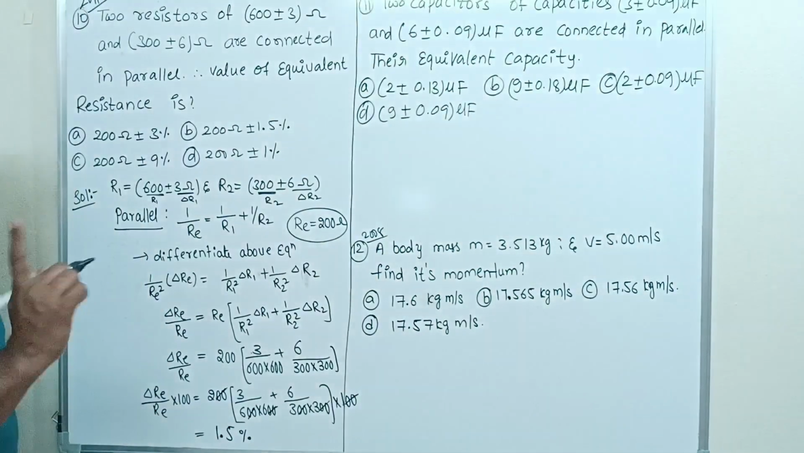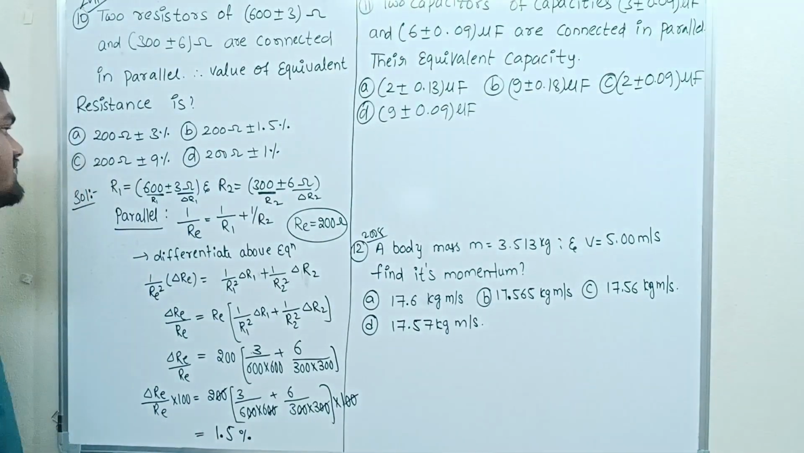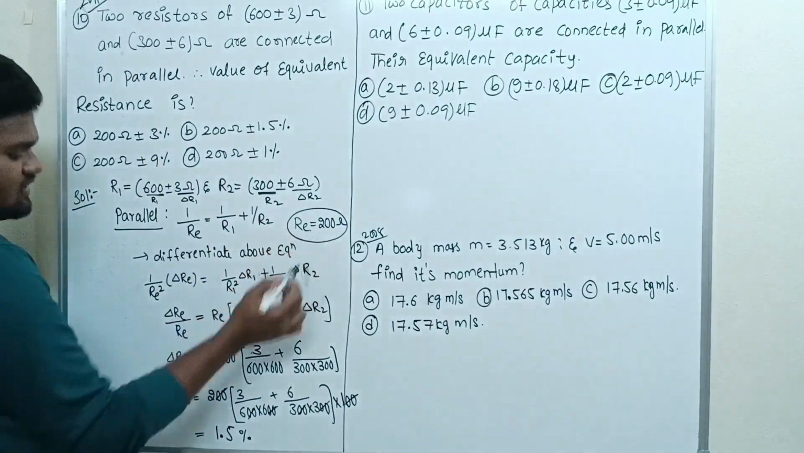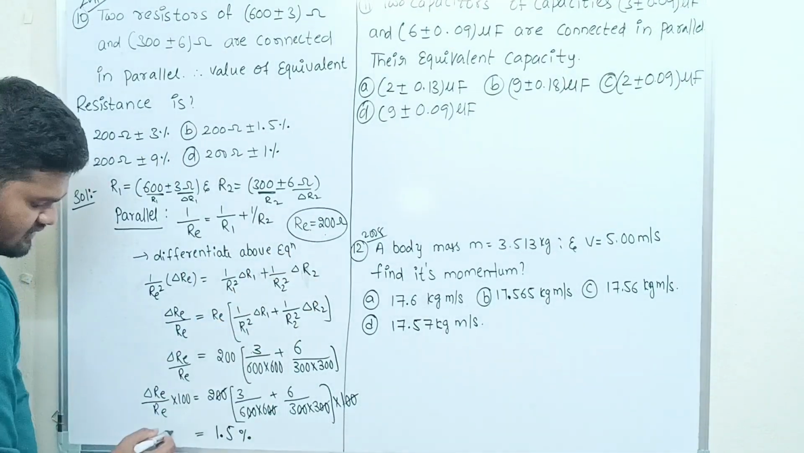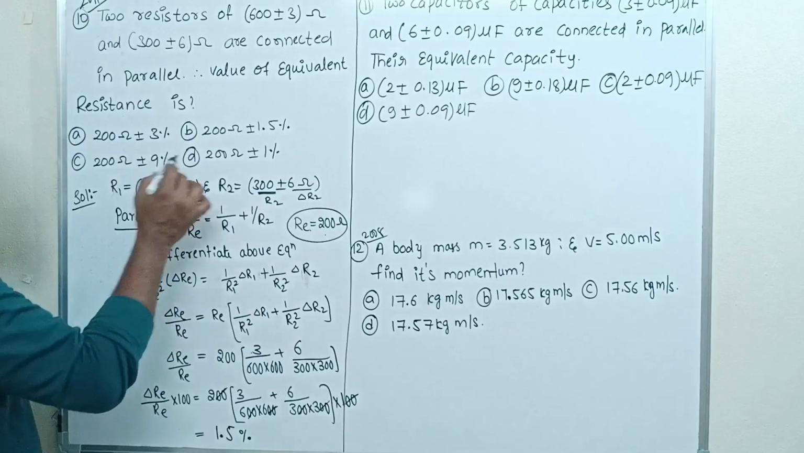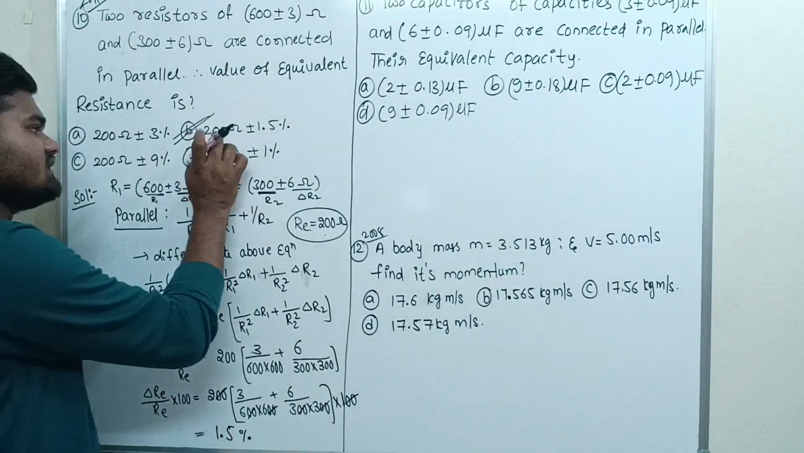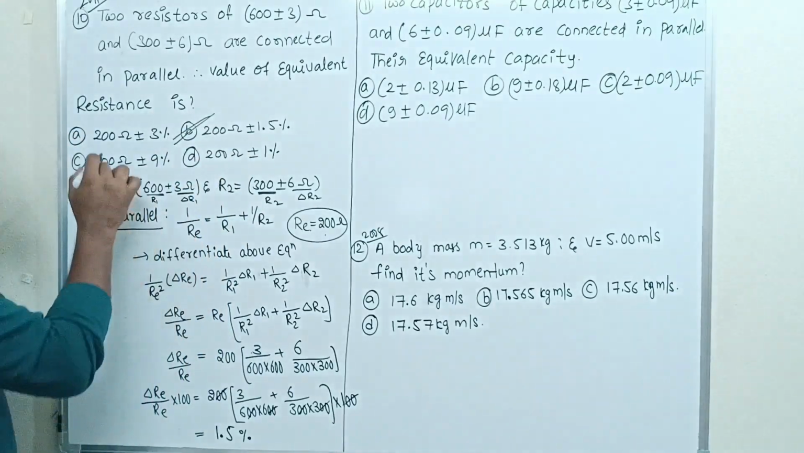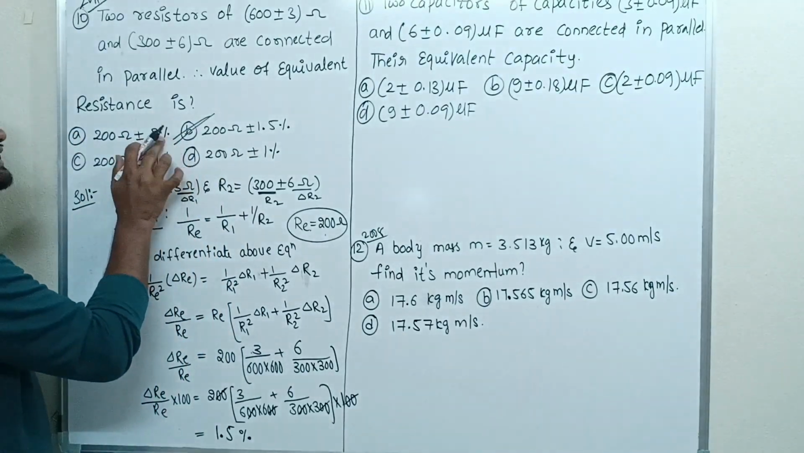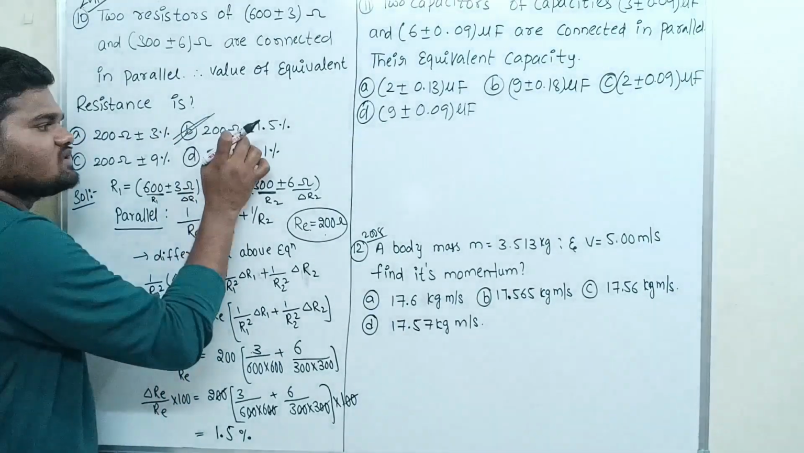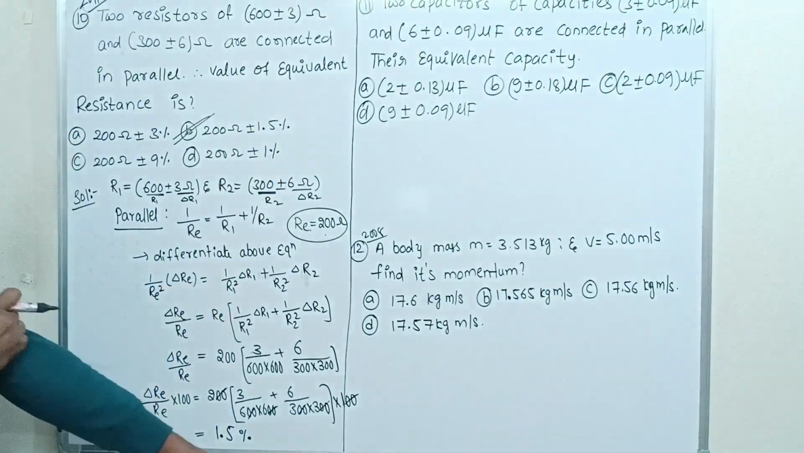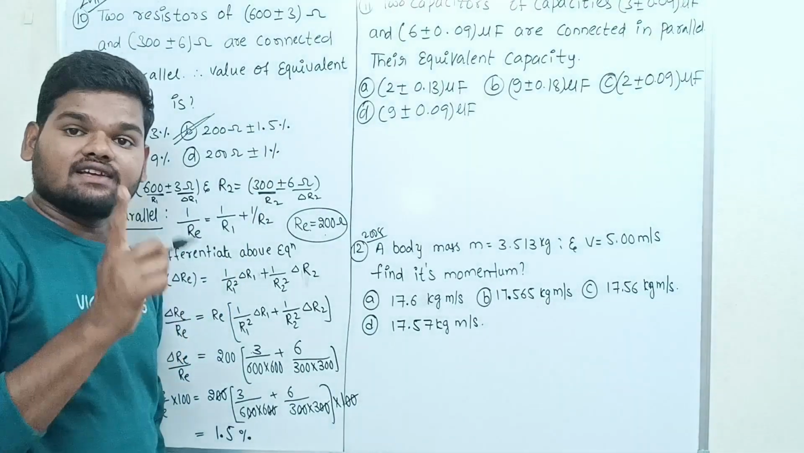Definitely you will get 1.5, no doubt. So Re is 200 and the percentage error is 1.5 percent. So option B is the right answer. Always this is the case. In some textbooks they give plus or minus 3 percent, but it is not true. So 200 plus or minus 1.5 percent is the right answer.